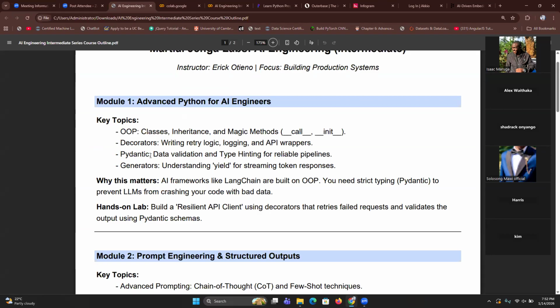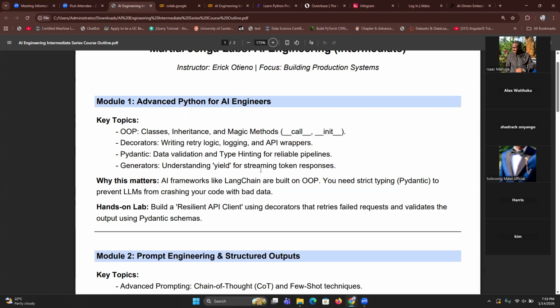Remember I was talking about exception handling. Now you can validate data and so on and so forth. And then finally, we're also going to talk about generators, whereby we're just going to understand how to use the yield statement within Python.